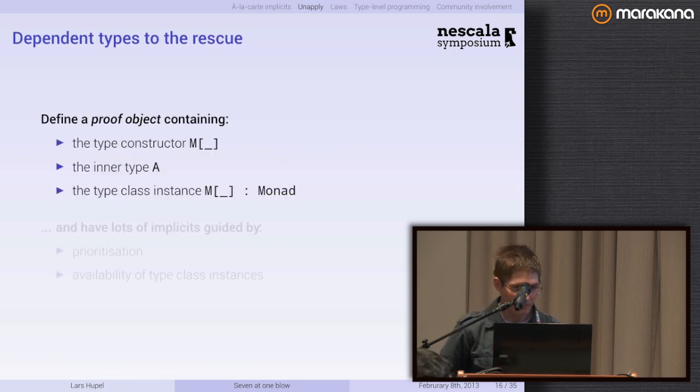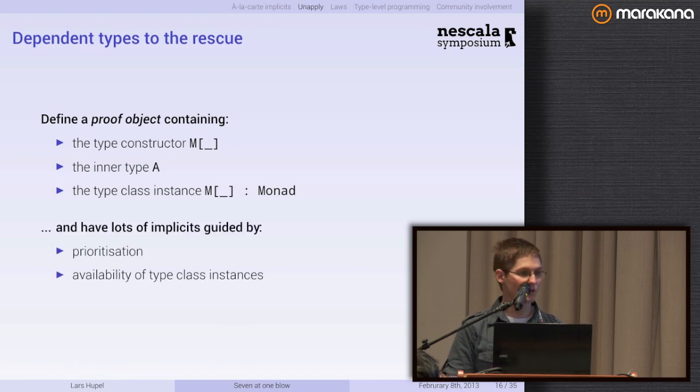How? Yeah, we can use dependent types for that. What we do is we define a proof object which contains the type constructor, the inner type, and the type class instance. And now we have to create that kind of proof object somehow, and we do that with implicits and lots of implicits.